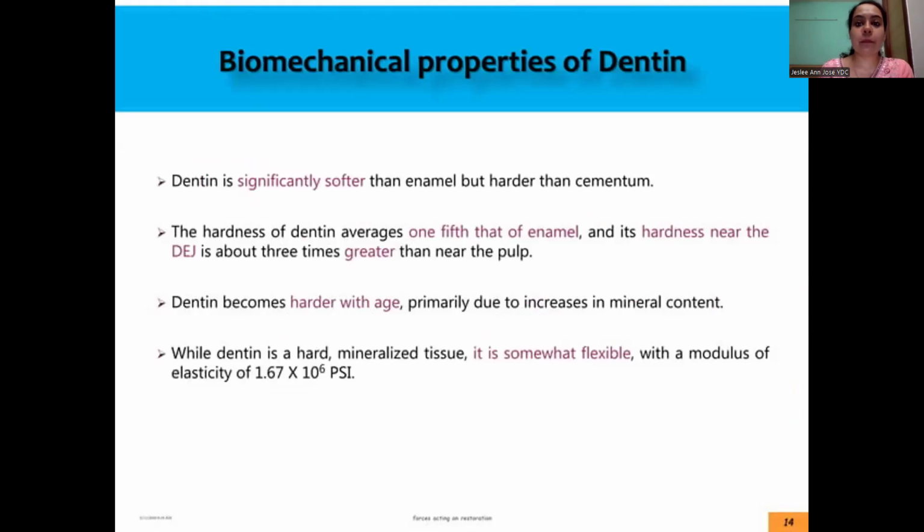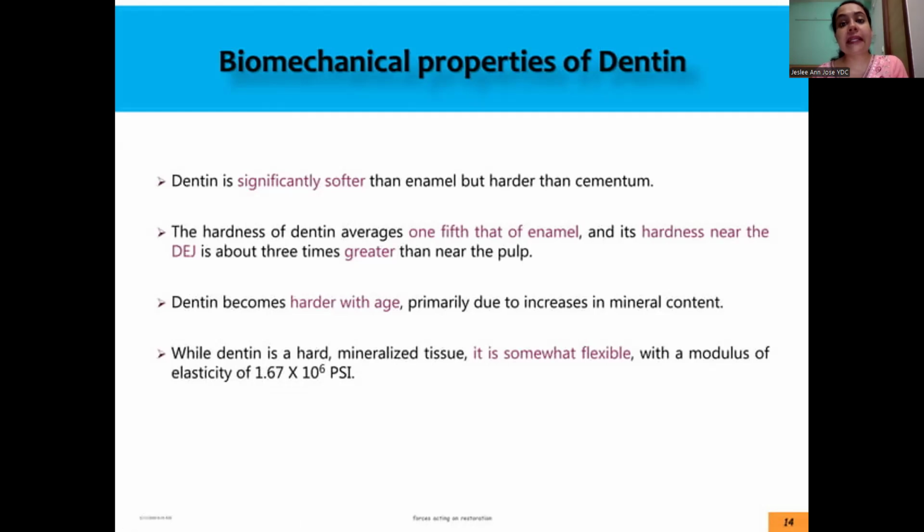Coming to the biomechanical properties of dentine. Now after enamel, we have the dentine. Dentine is not as hard as the enamel, hence it is softer, but it is harder than the cementum. The hardness of the dentine averages one-fifth of the enamel, but it is almost 3 times that of the pulp. Dentine, unlike enamel, hardens over age, so if we compare the primary, secondary and the tertiary dentine, the tertiary dentine will be the hardest.